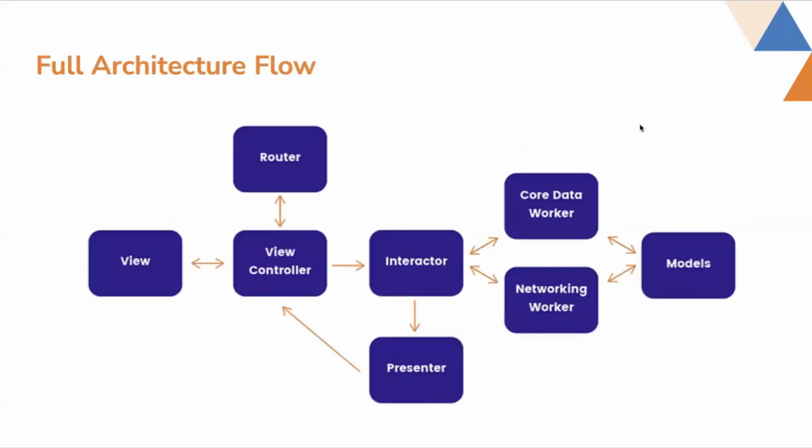So this is the full architecture flow. So here the user taps, the view controller controls it. And if it wants to navigate, it communicates with the router. And from the view controller, if the user wants to fetch some data and process some network request, it will go to the CoreData worker. And these workers will again fetch data from the services or models and communicate back with the interactor. Interactor will then update the presenter, and then presenter will update the view controller.